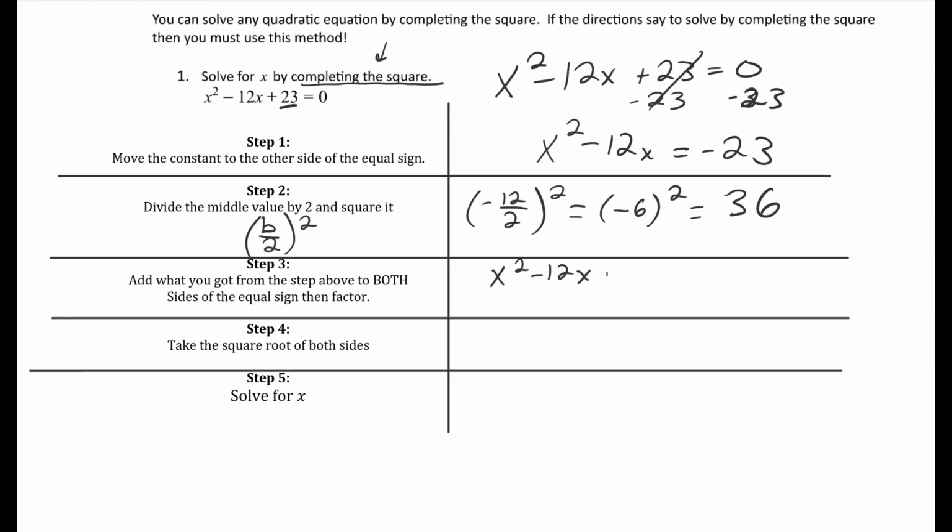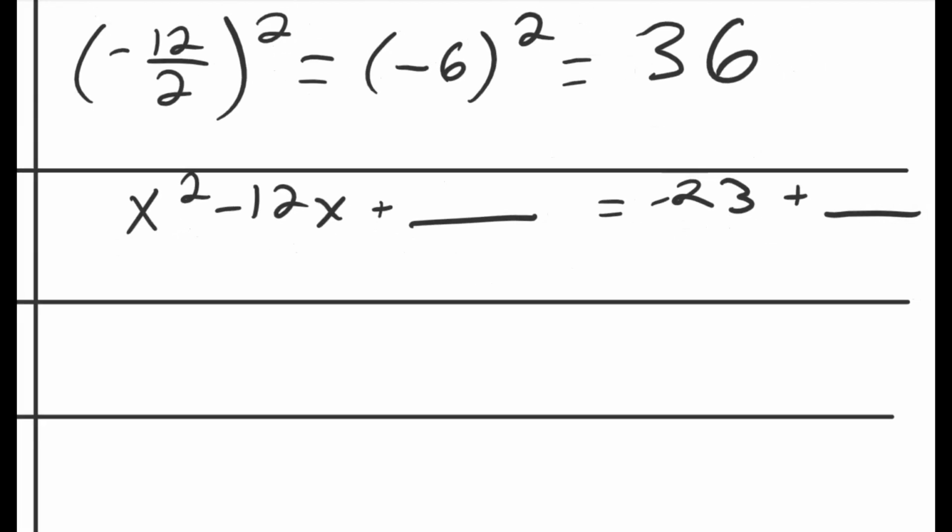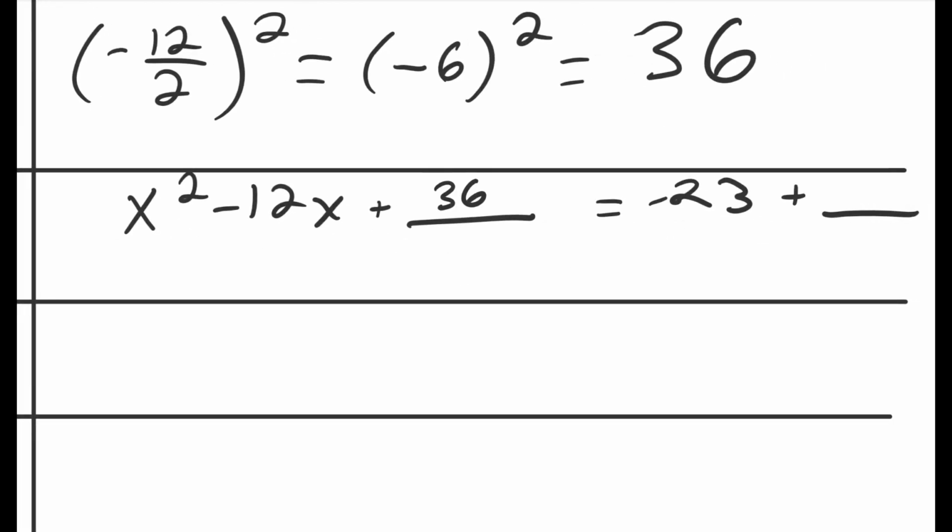So usually, when I do this, I'll leave a space on both sides to remind myself that I'm going to be adding that 36 in. So let's say I add that 36 in on both sides. On the right hand side, negative 23 plus 36 is just positive 13. And now I need to think about if I could factor the left hand side here. And you'll always be able to do that.